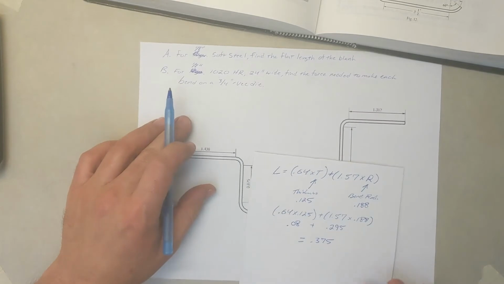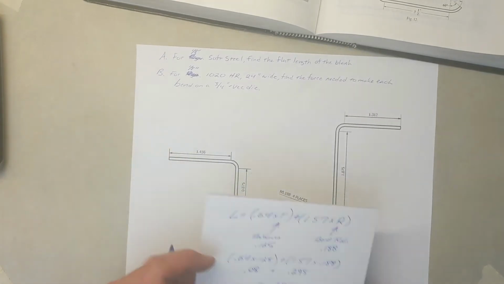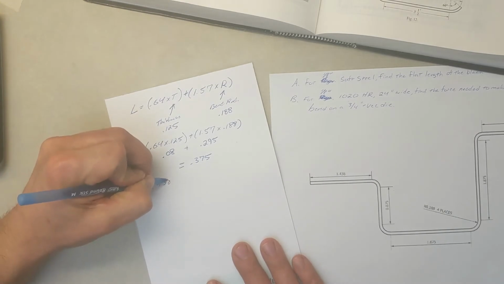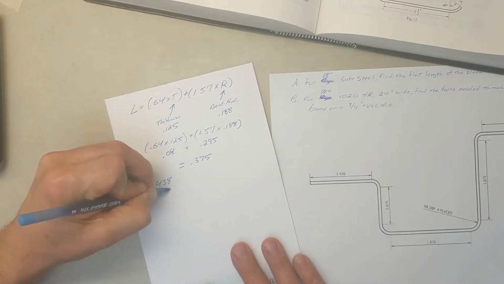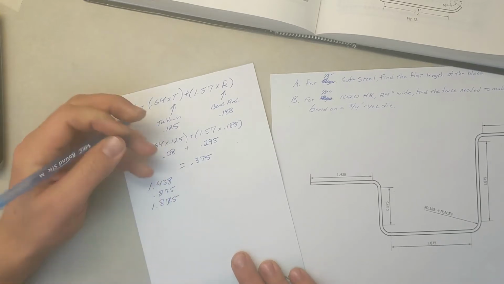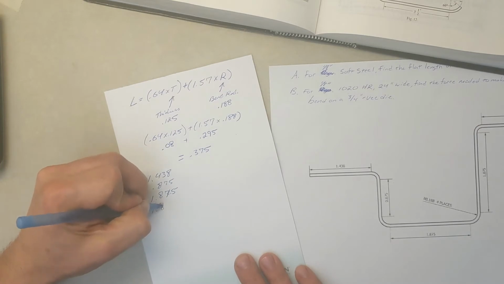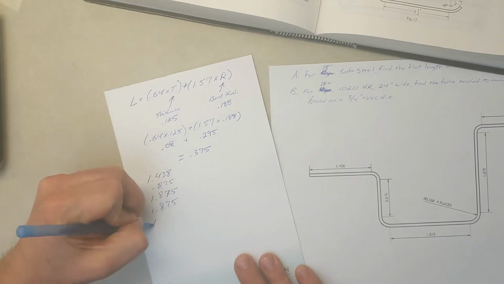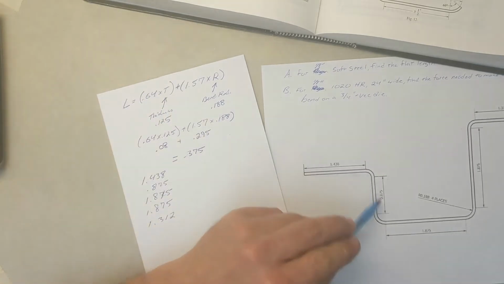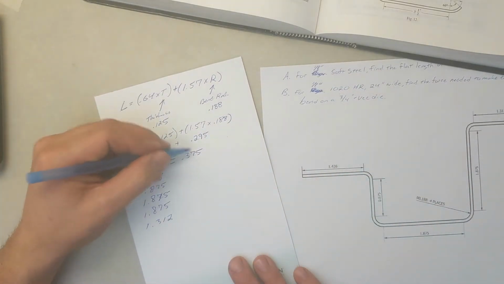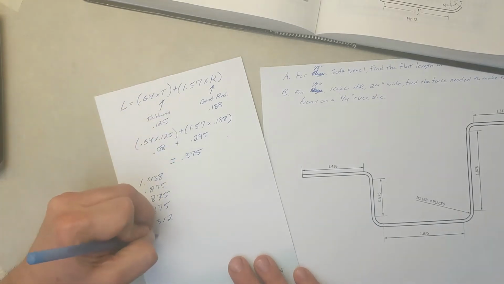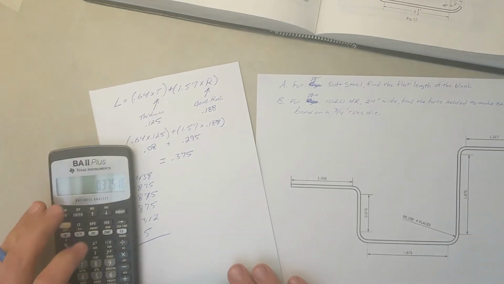Then the rest is pretty easy. We can add up all of our flat lengths here. So we have 1.438, 0.875, 1.875, 1.875, and then 1.312, and then we need 4 of these because there's 4 bends, and 4 times 3/8, you should be able to do that math pretty easily. It's going to be 1.5 inches. We can add all these up.